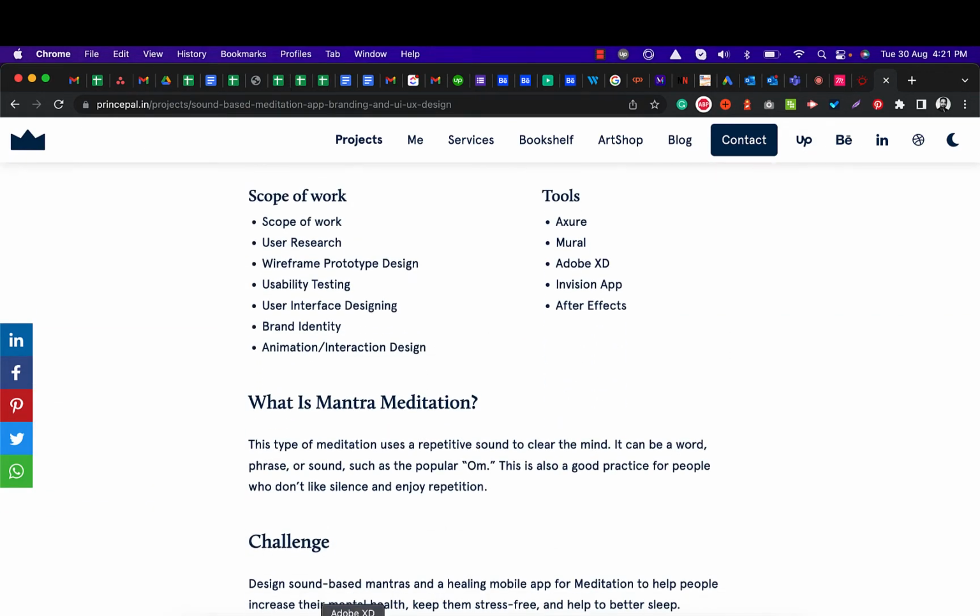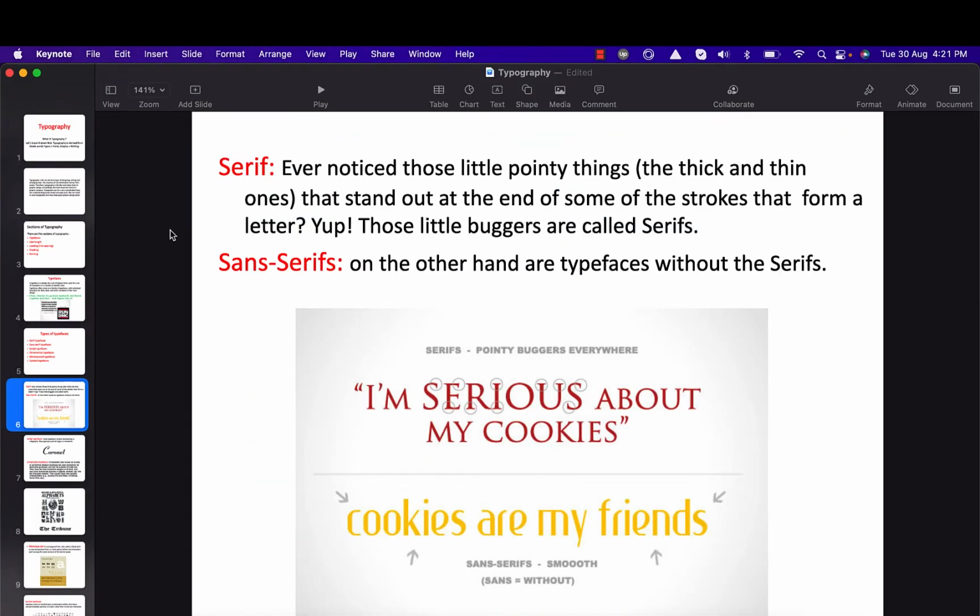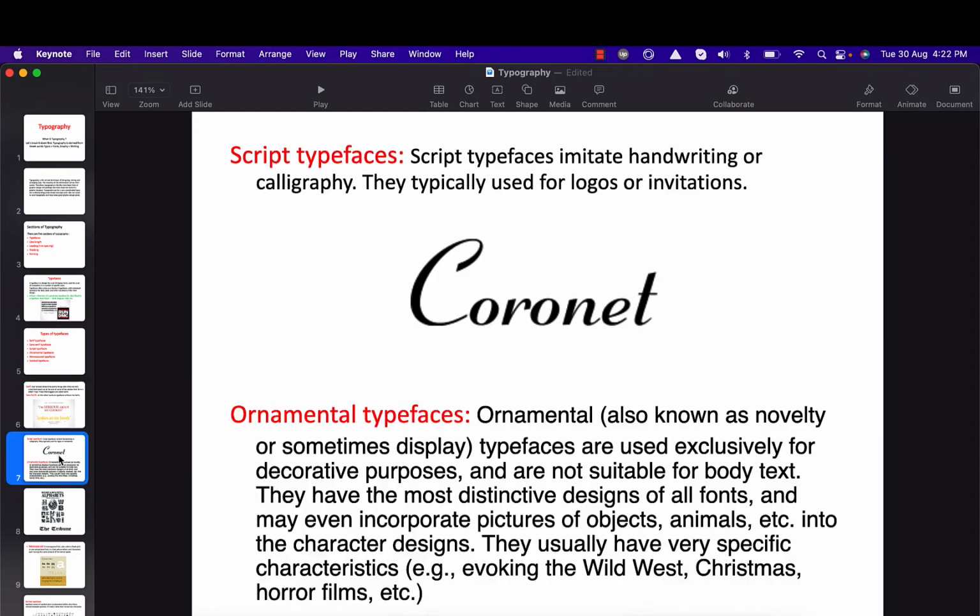So okay, next. This is clear, serif and sans serif. Now let's talk about script typefaces. Any calligraphic font we call a script font. They imitate handwriting or calligraphy. They are typically used for logos, like wedding logos, birthday logos, or invitations, where this is an inviting font.